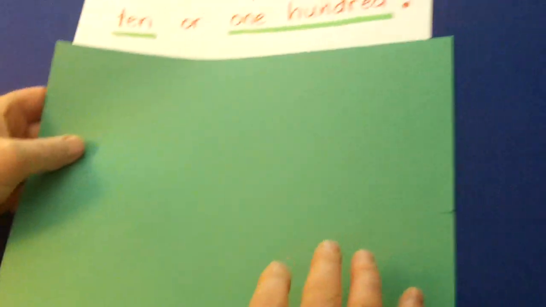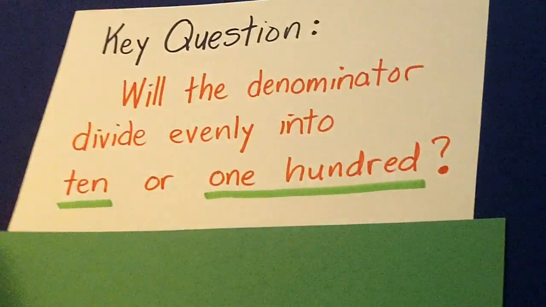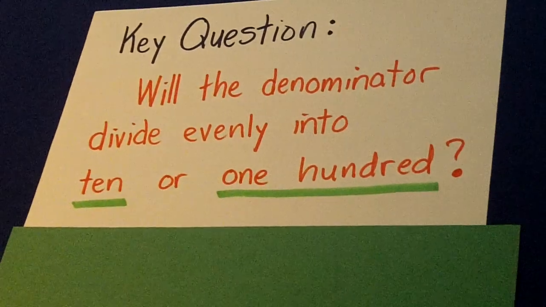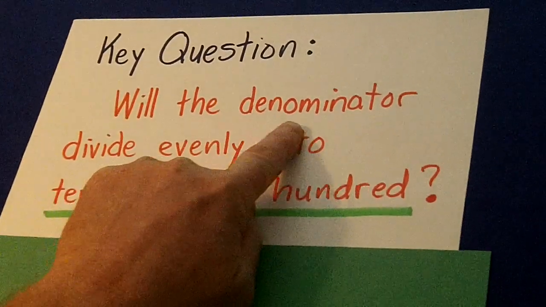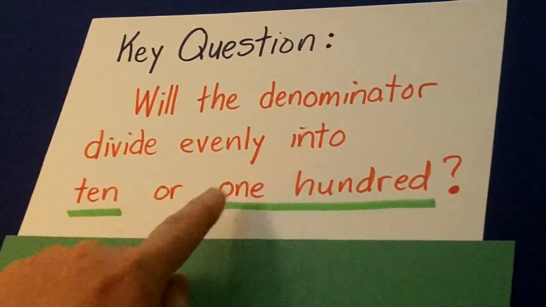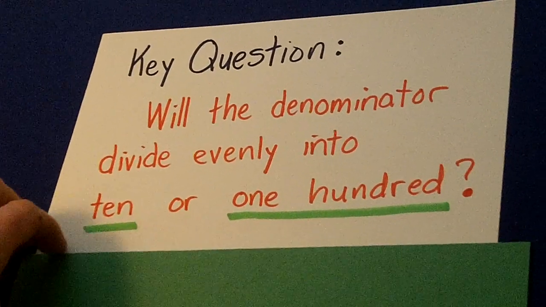Well, there's two basic types of problems here, and we need to ask a key question to see what type of problem we have. Here's our key question: will the denominator divide evenly into 10 or 100?